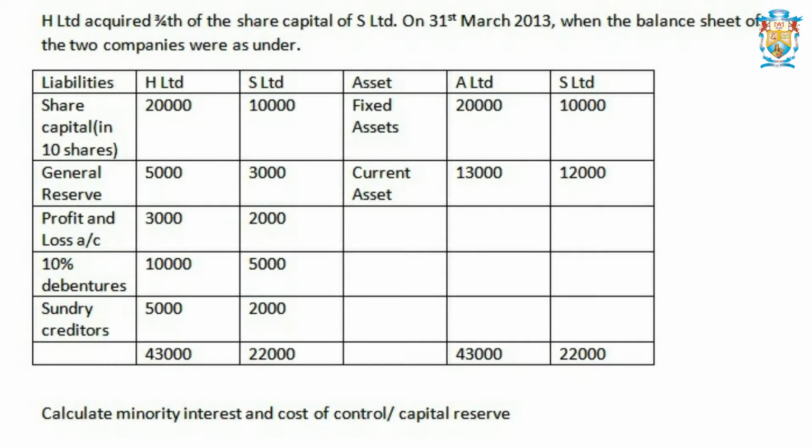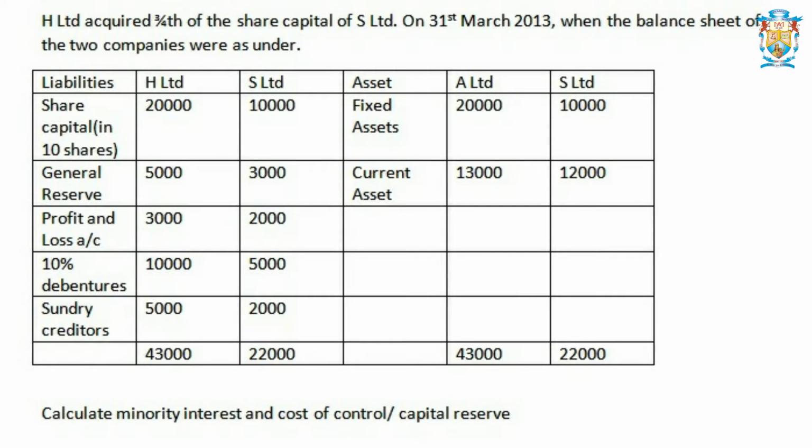See the liability side, share capital, information of two companies given. One is the holding company, the other one is a subsidiary company. 20,000 and 10,000 is the share capital. General reserve 5,000 and 3,000. Profit and loss 3,000 and 2,000. Debentures 10,000 and 5,000. Creditors 5,000 and 2,000.